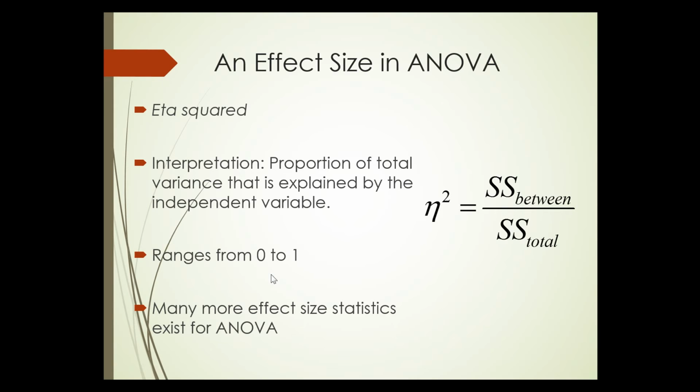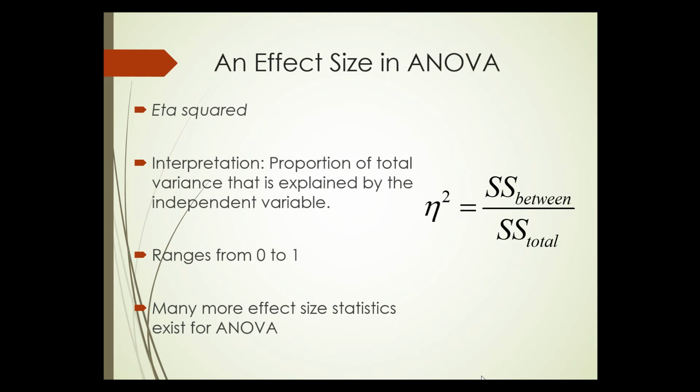So it ranges from 0 to 1. 0 would mean that there is no explanation of the total variance by the independent variable, and 1 would mean that there is perfect explanation of the total variance by the independent variable. In reality, it tends to not be anywhere near 1, and hopefully not too close to 0. If it's too close to 0, then it's likely not a very meaningful effect size, although there are some situations where small effects can be important and meaningful.